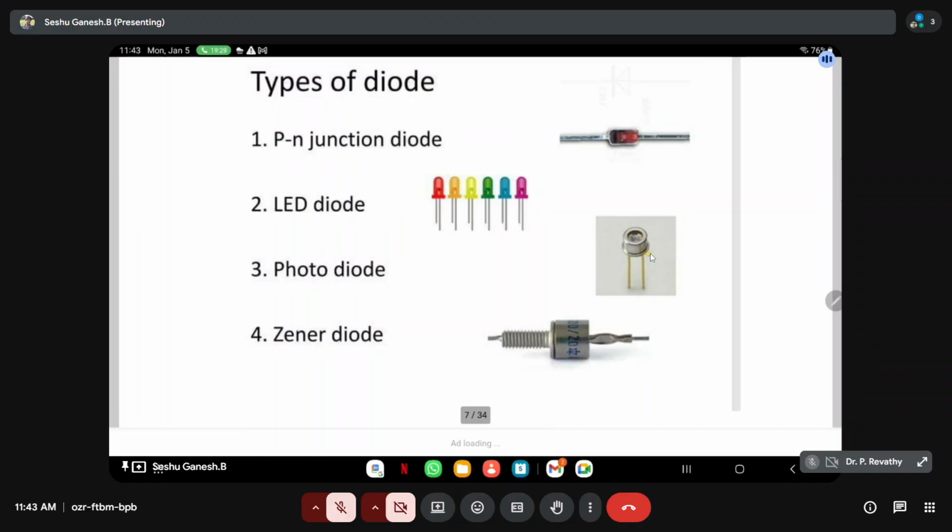Then the Zener diode, and you can see the image, how it looks like. So these are the four types of diode, and we are going to see at what region this type of diode will start to work.